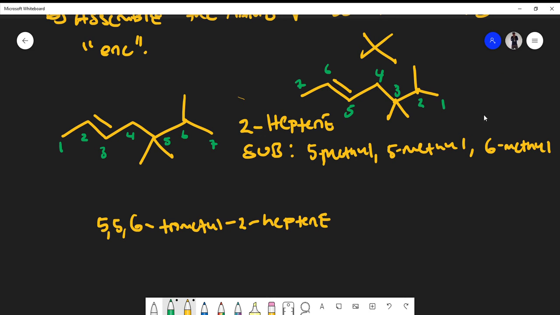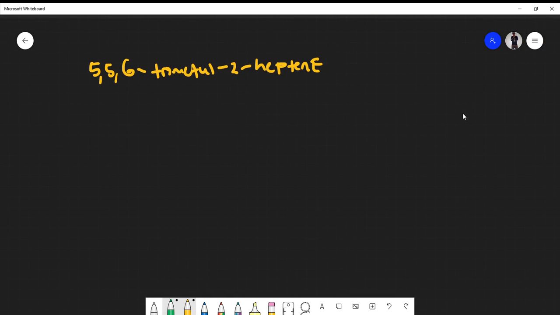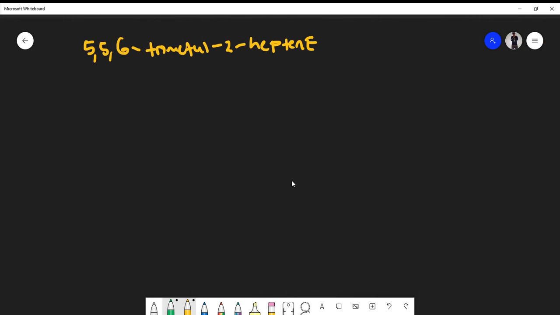Let's look at another example. How would we name this molecule?